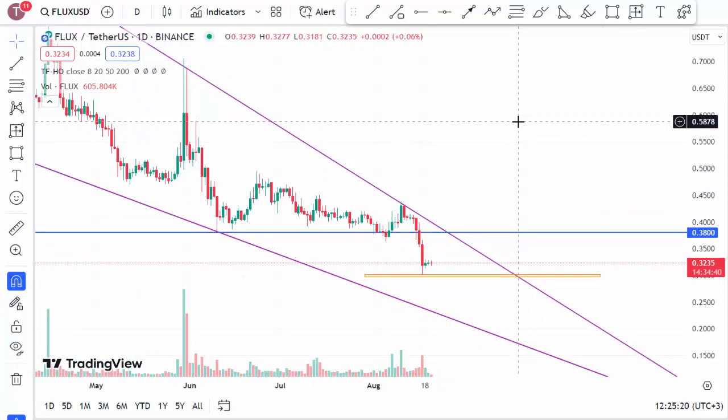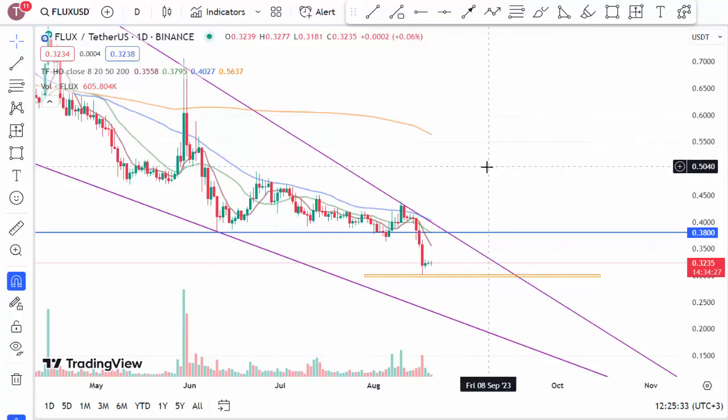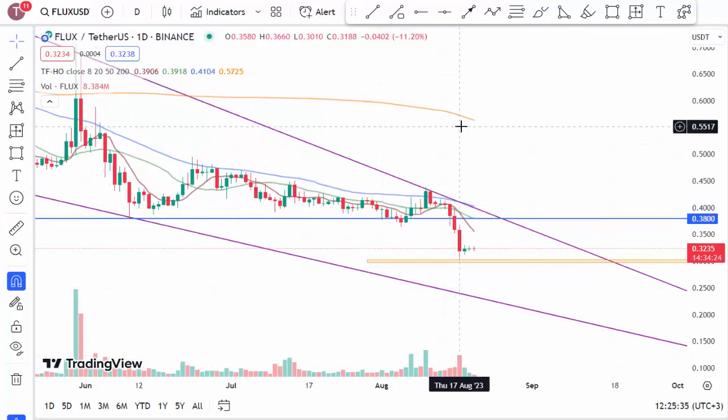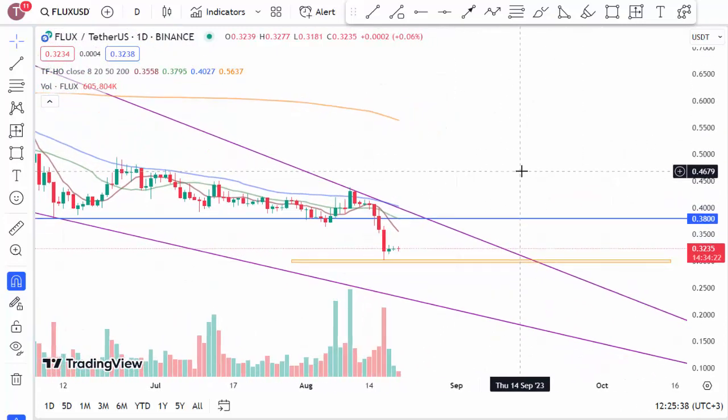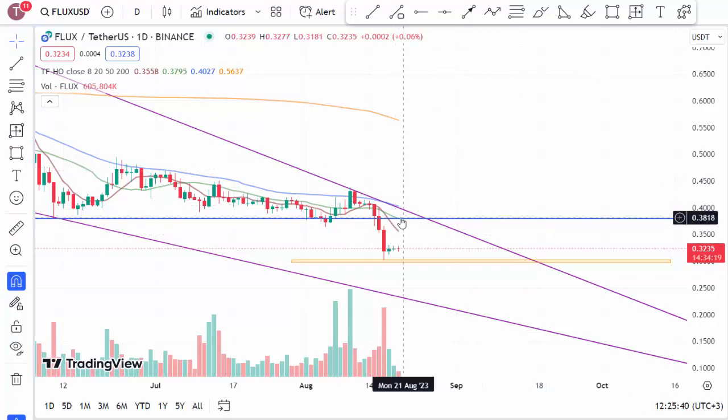Now let's take a look at the moving averages, my friends. Observing the moving averages, we can see that the price is currently trading below all the moving averages. Especially for the short term, we can say that the brown and green lines, representing the 8-day and 20-day moving averages, need to break above the price.